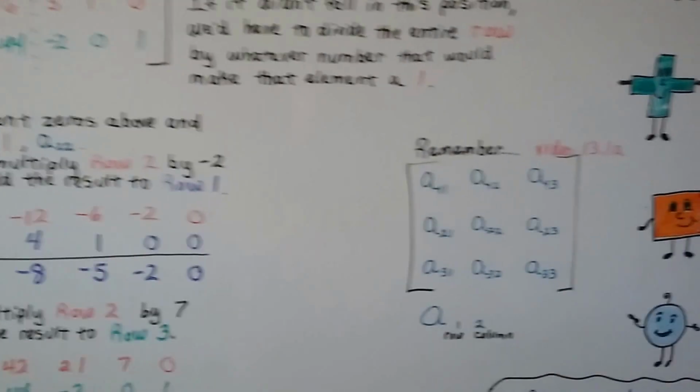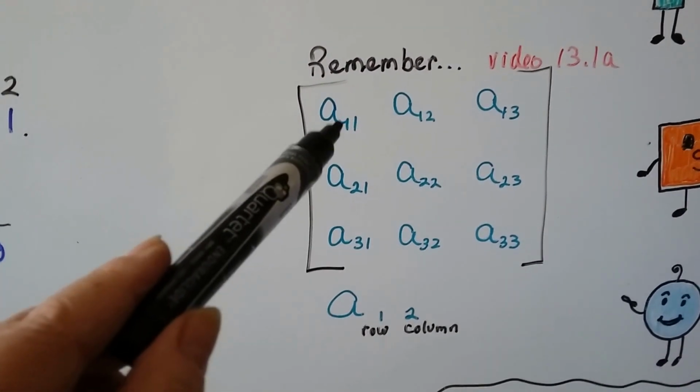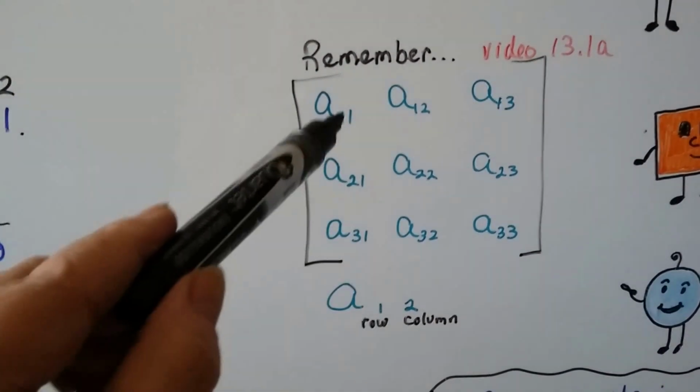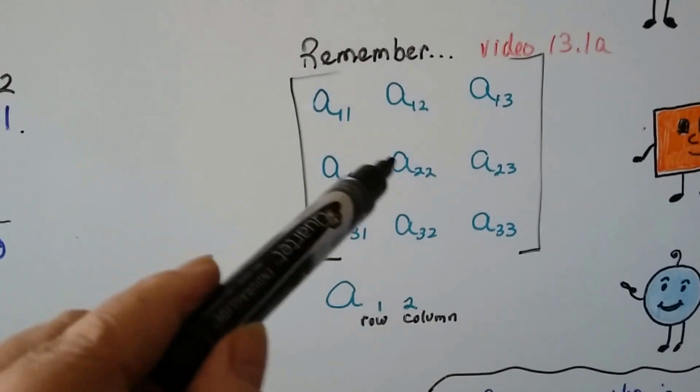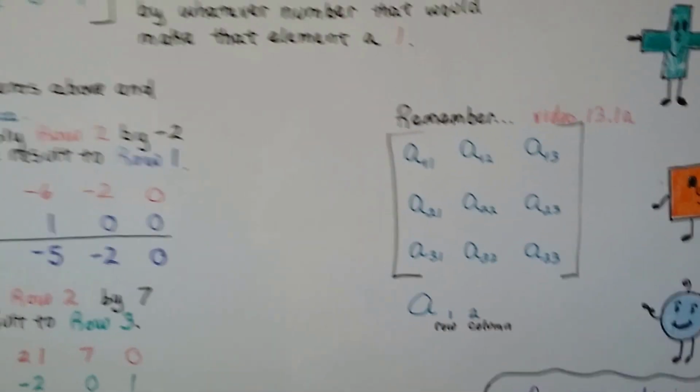So if you remember from video 13.1a, that's how we can identify where the elements are. When you see the little 1, that's the first row, and that's the first column. So that's the second row, second column. That's the third row, third column, okay?